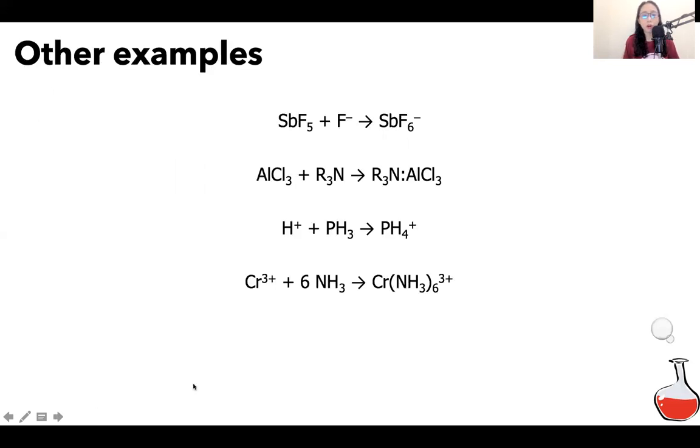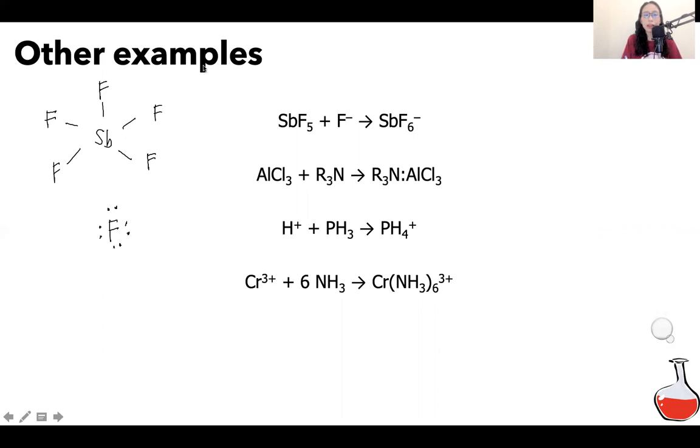Here are some examples of Lewis acid-base reactions. For example, we have antimony pentafluoride plus a fluoride ion, and you form an anion which has a negative one charge, the antimony hexafluoride ion. It is important to emphasize that if we have our Lewis acid, this central atom is not positively charged, but it has empty orbitals that can accommodate a pair of electrons from the Lewis base, which is the fluoride ion.